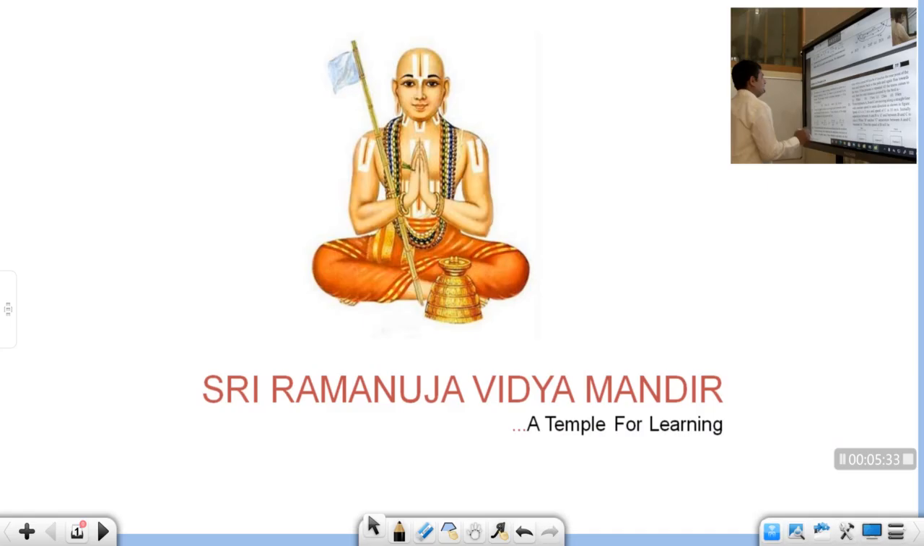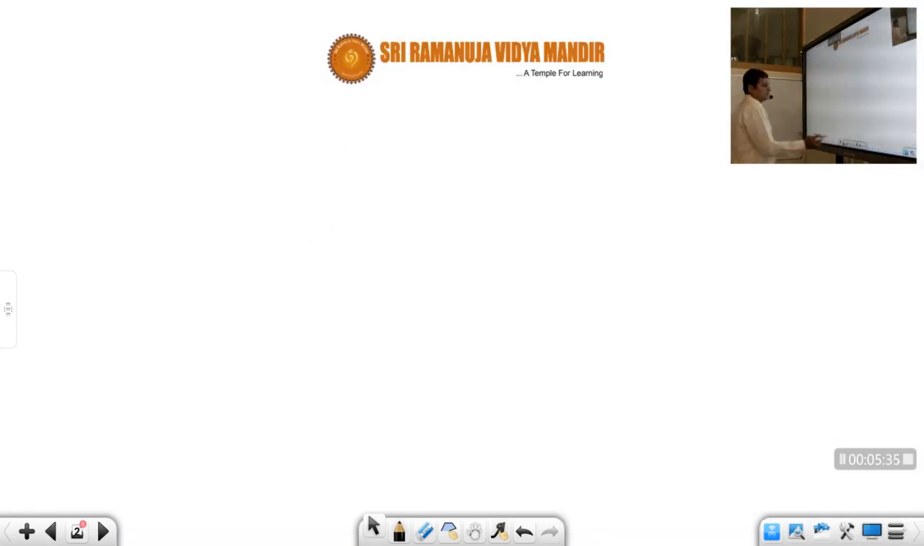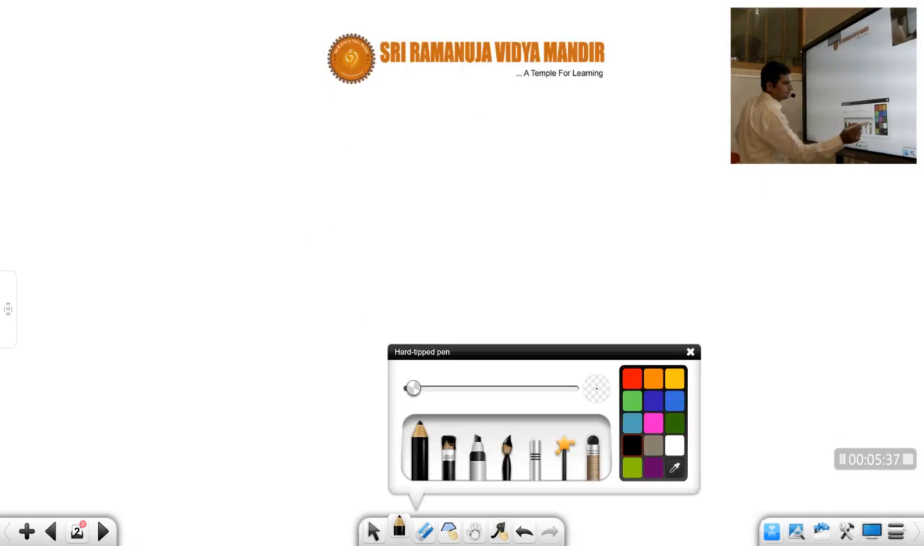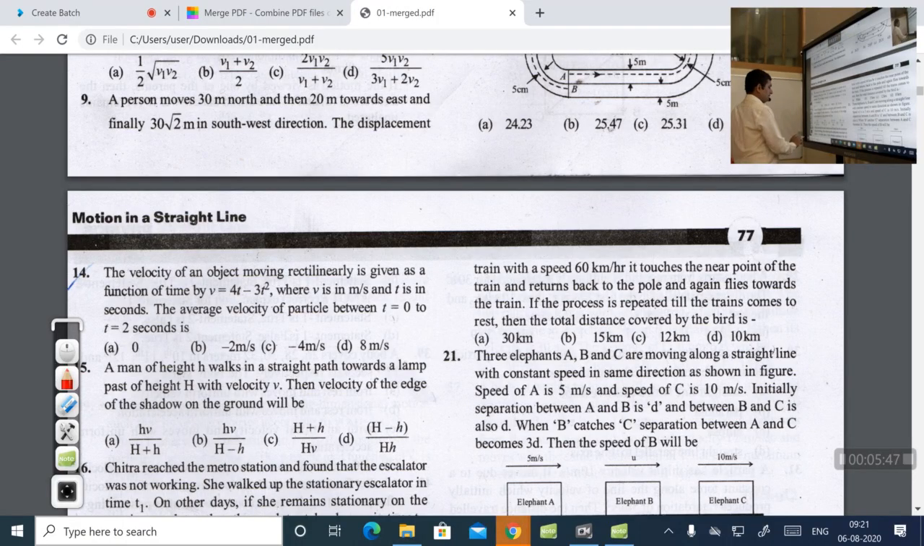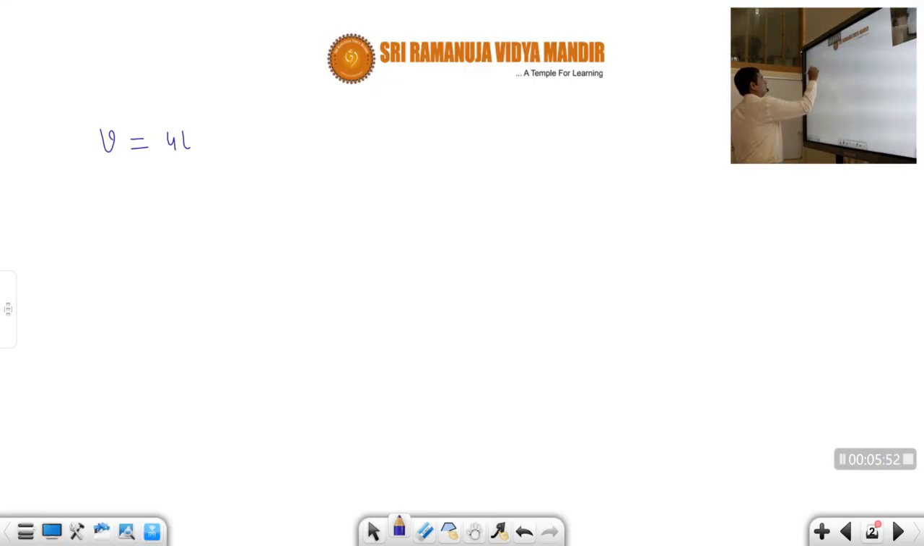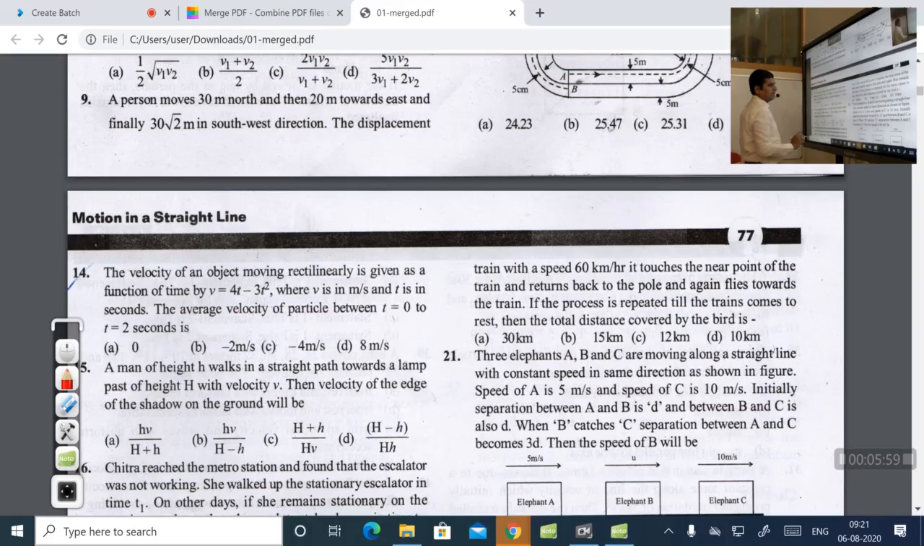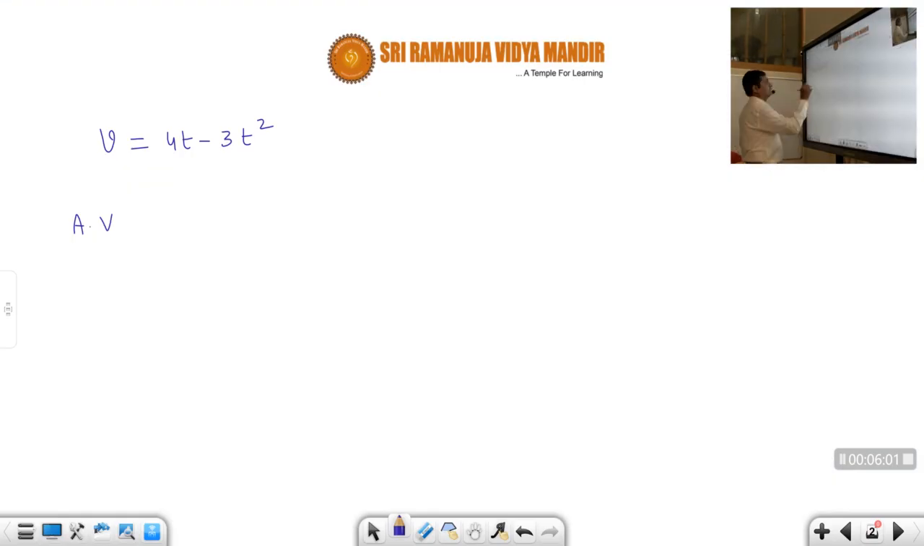Velocity function is given as v is equal to 4t minus 3t square. Now they are asking us to calculate what is the average velocity from time t equal to 0 to time t equal to 2 seconds.